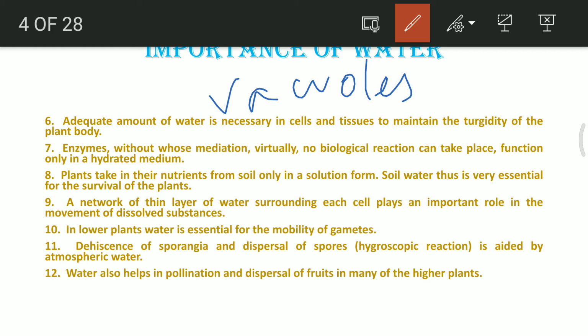Water is very important, and water is providing turgidity. What is turgidity? It is the toughness or the rigidity to the structure of the cell. So it helps in maintenance of the structure of a cell. All the enzymatic activities are only possible in presence of water because it acts as a hydrating medium.